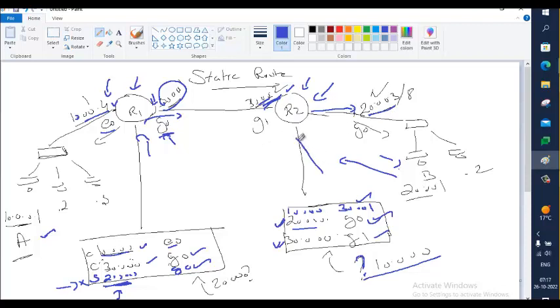Whereas the 10 network is not in this router, not in this router too. 10 is somewhere in some other router. So we have to write a route to reach the 10 which is in a different router.